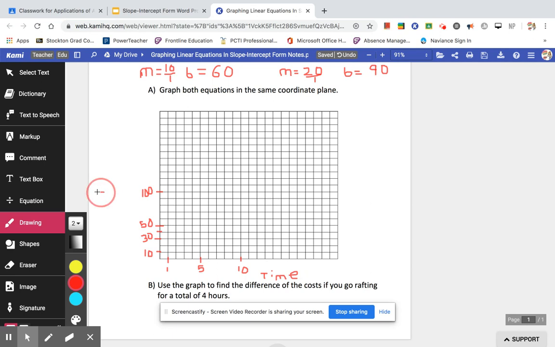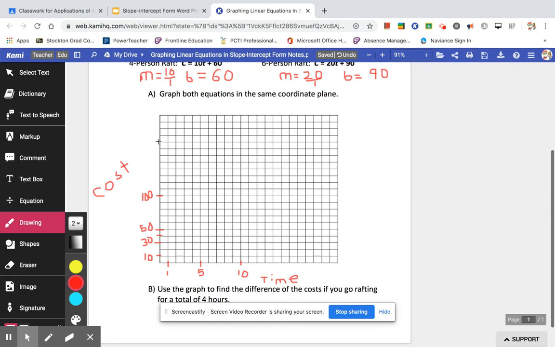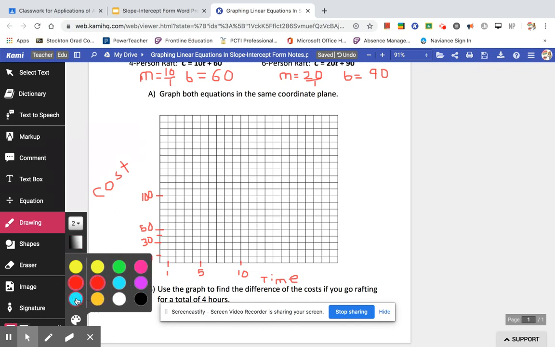And in the case of this one, our y-axis is going to be cost, because that's what we're trying to figure out, the C, which is cost. So I'm going to do these one at a time, and I'm going to use different colors. So when I graph the 4-person raft, I'm going to use, let's see, green. So this one will be my green, and then I'll use a different one for the 6-person.